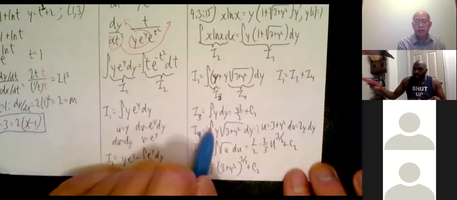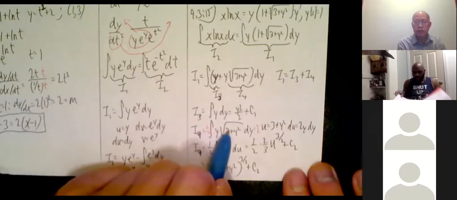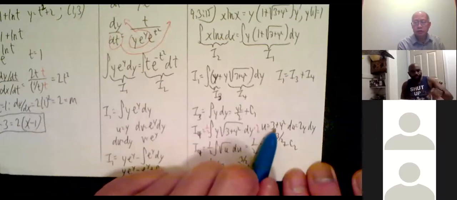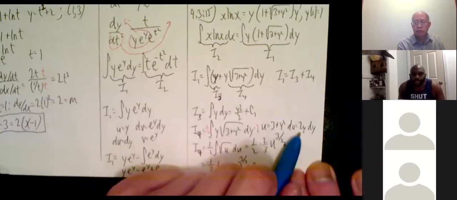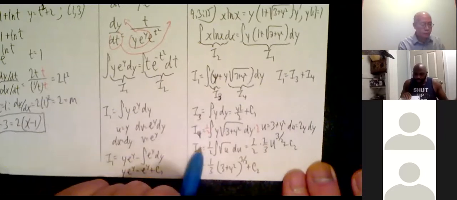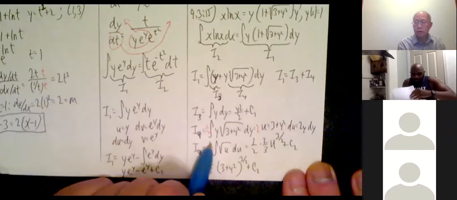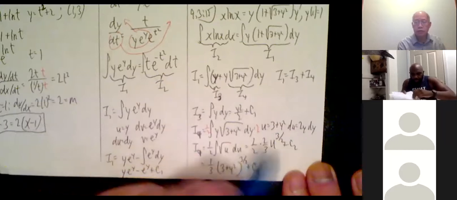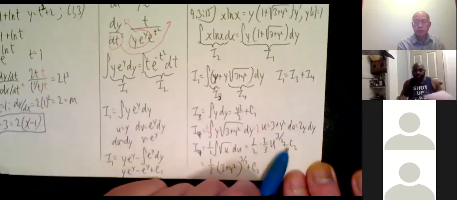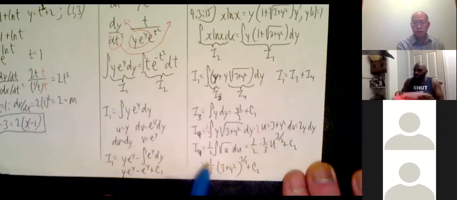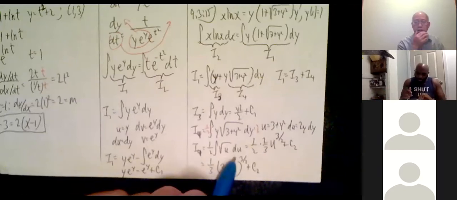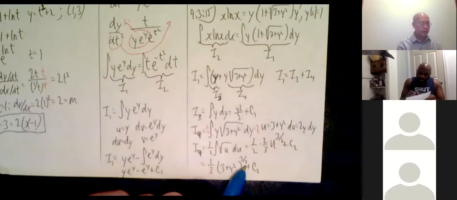This one, integral of y radical 3 plus y squared, use substitution. u equals 3 plus y squared, du equals 2y dy. So I need a 2 inside and a half outside. So 1/2 integral of radical u du. So that's 1/2 times 2/3 u to the 3/2 plus c2. Cancel here. So 1/3, change u back to what it was, 3 plus y squared to the 3/2 plus c2.